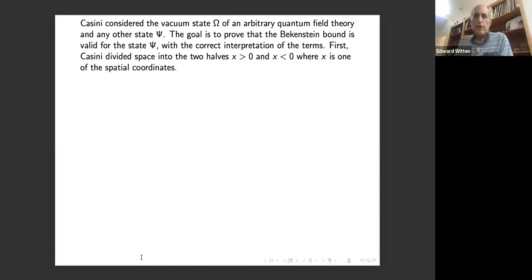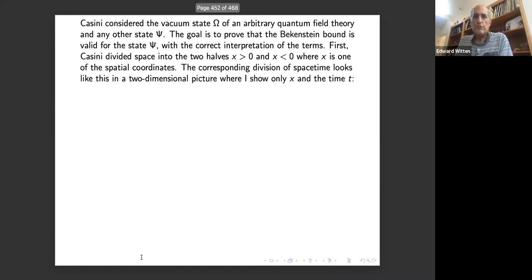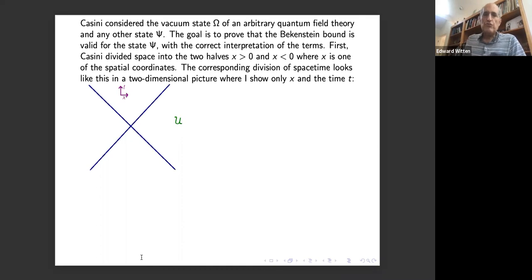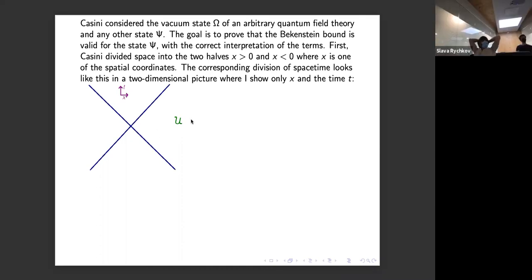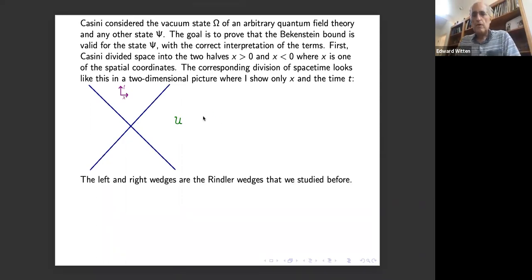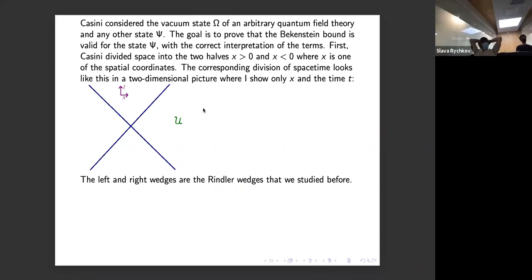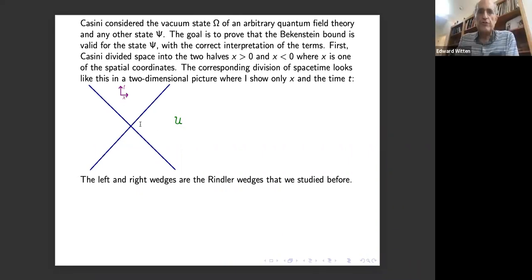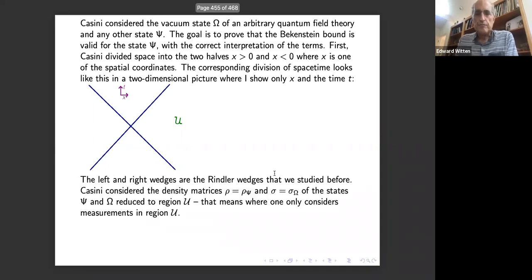First, he divided space into the two halves of positive and negative x, where x is one of the spatial coordinates. The corresponding division of space-time looks like this in a two-dimensional picture, where I only draw x and t. So the Rindler wedge U is the domain of dependence of the positive x-axis, or the region where x is larger than t in absolute value. So the domain of dependence of the region of positive x or negative x at time zero, really. Those are the right Rindler wedges we studied before.